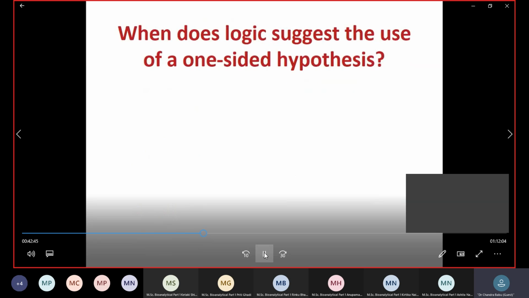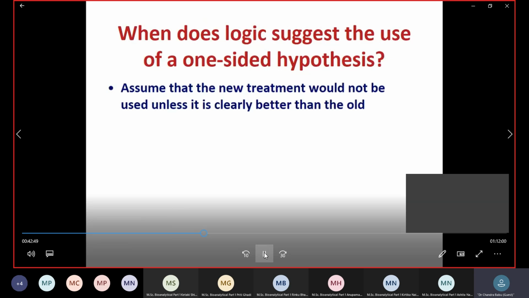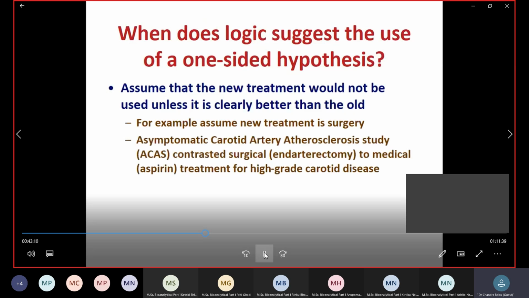Okay. When does logic suggest we should use a one-sided hypothesis? Basically, assume that the new treatment would not be used unless it's clearly better than the old. Okay. For example, assume the new treatment is surgery, old treatment is aspirin. Unless surgery is better than this, I don't really need to prove that medicine is better than surgery. I need to prove surgery is better than medicine.